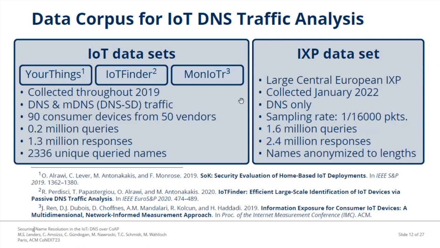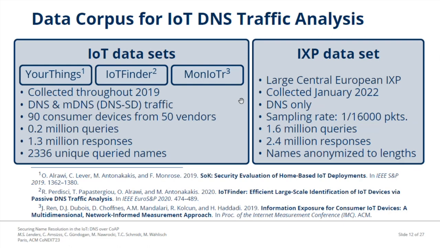For that, we looked at three IoT data sets: YourThings, IoT Finder, and MonIoTR. All three were collected throughout 2019. They contained DNS and mDNS traffic for DNS service discovery from 90 consumer devices from 50 vendors, and contained 200,000 queries and 1.3 million responses, for 2,336 unique query names.